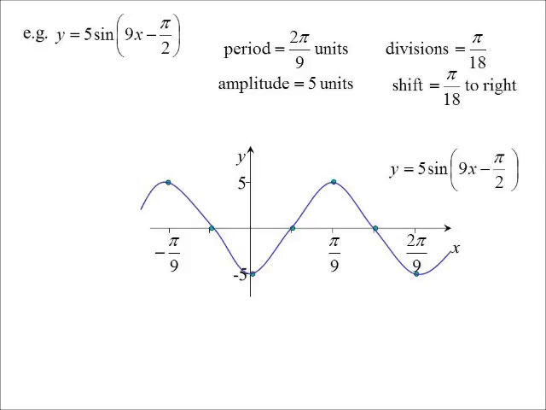Now, if they ask you to draw it for a specific domain, say this question had said, draw for the domain minus pi on 9 to 2 pi on 9, this graph would be wrong because I've extended past the endpoint. Mind you, you have to in PowerPoint to get the nice curve, because if I just stop there, it would go straight. But, you know, only do it for the domain. If they haven't specified a domain, well, terrific. Just make sure you do at least one period when you draw it.